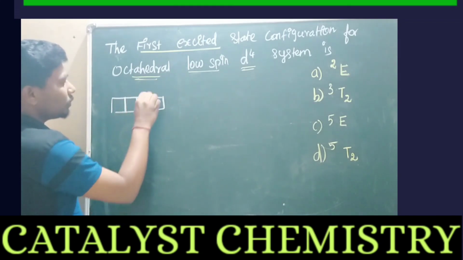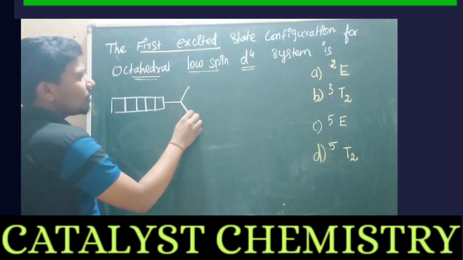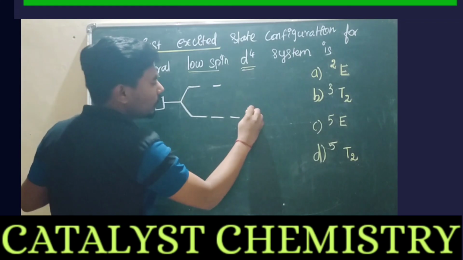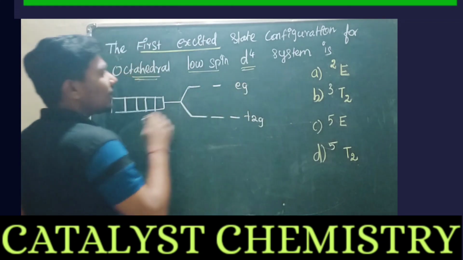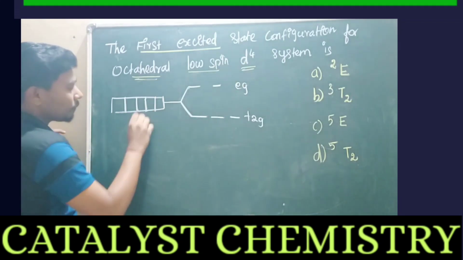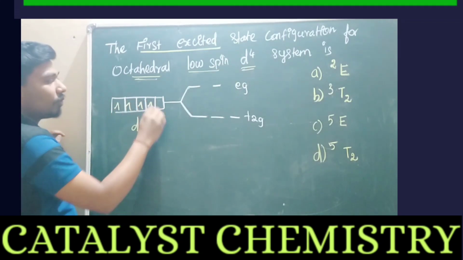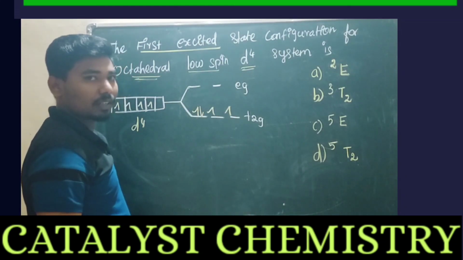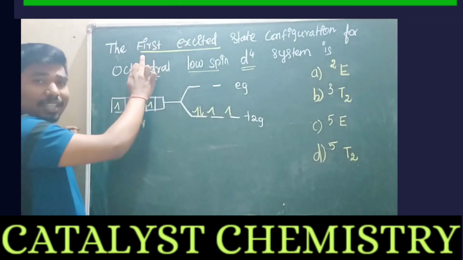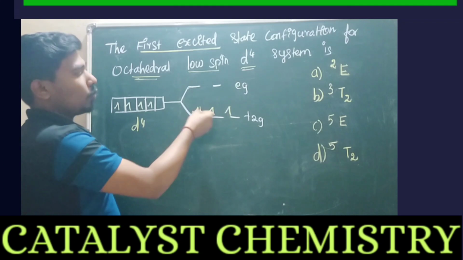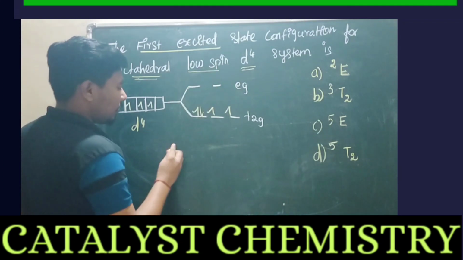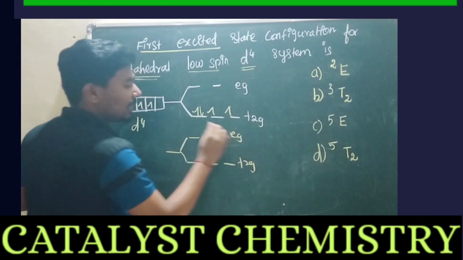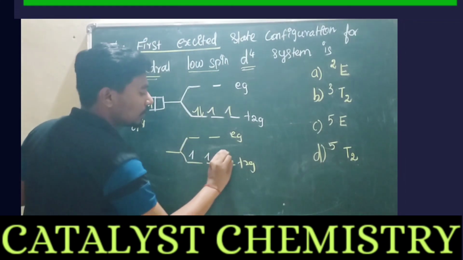So we know very well 1 2 3 4 5, and they mentioned it is a low spin complex. Okay, octahedral complex means the orbitals split into t2g and eg, and the configuration is d4. So 1 2 3 and 4. Low spin means the fourth electron is still in the lowest energy state. And the important thing, they mentioned it is a first excited state, which means this electron is going to be excited to the higher energy level. So the configuration should look like that. So t2g and eg. So 1 2 3 4.